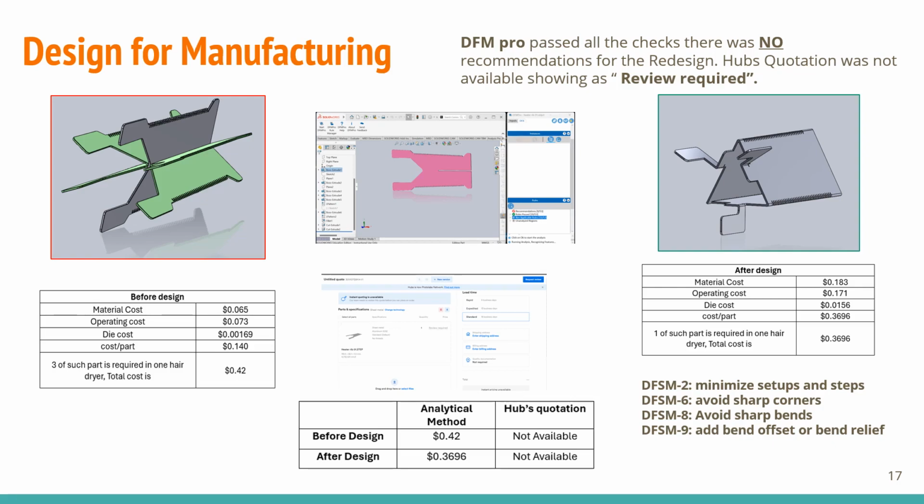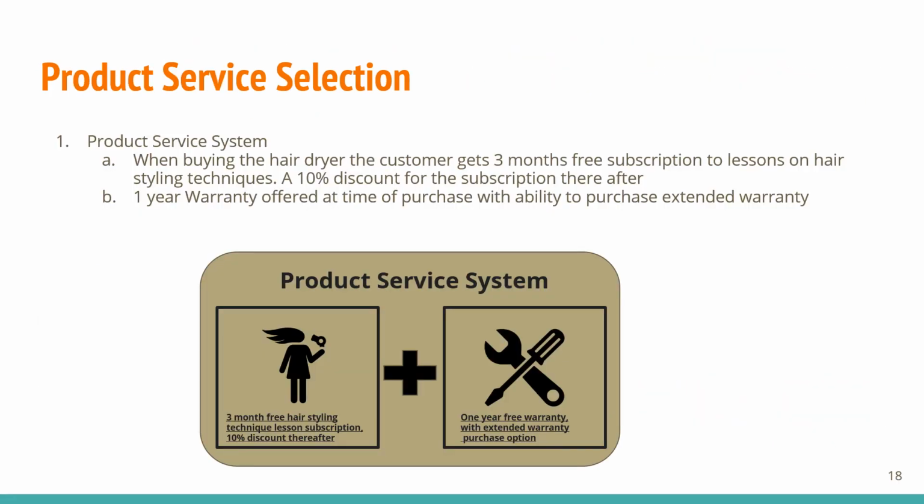In order to improve the customer experience and mitigate negative impacts on the environment, we plan on implementing a 2-tiered product service system. First, we will offer our primary consumers a complimentary 3-month subscription to lessons on hairstyling techniques. A 10% discount will be offered thereafter. This will serve to enhance our consumers' experience by enabling them to make the most of their hairdryer. Secondly, we will offer a 1-year warranty at the time of purchase with the option to purchase an extended warranty. This will help reduce negative impacts on the environment by extending the lifetime of our product through a repair service.